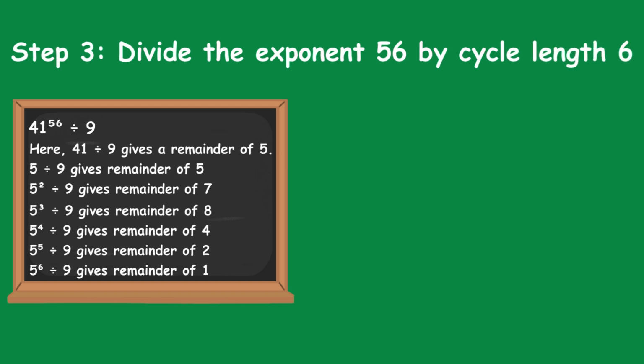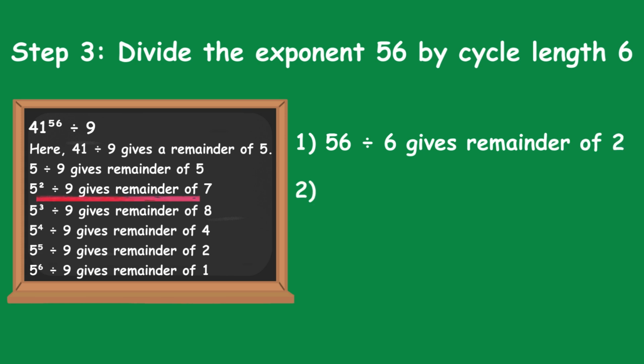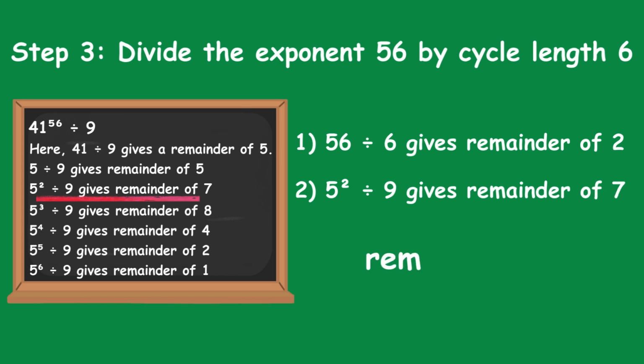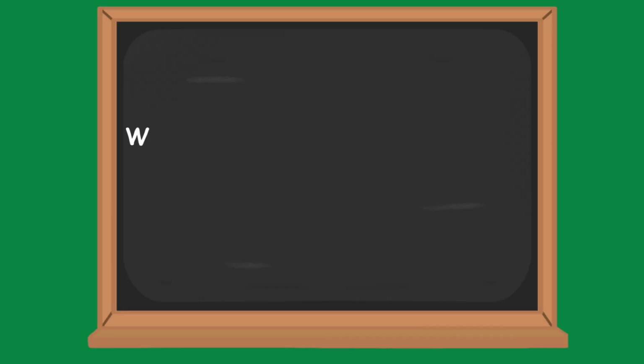56 divided by 6 is equal to 9 remainder 2. So 5^56 is identical to 5^2 mod 9. Step 4. From the cycle, 5^2 is identical to 7 mod 9. Answer equals 7. Try this yourself.